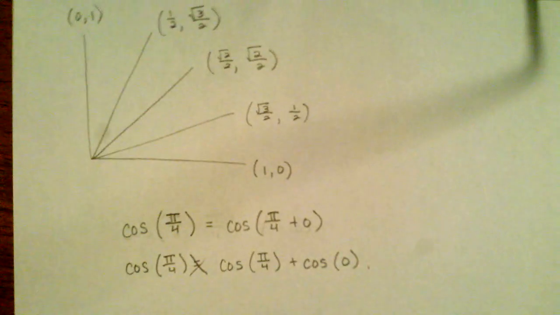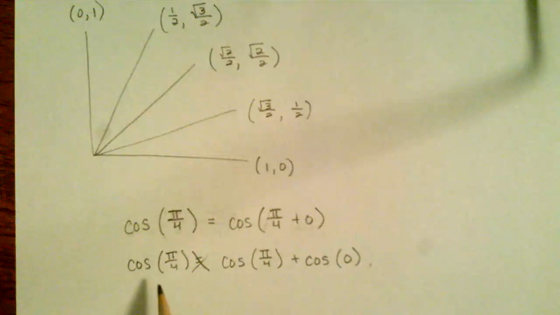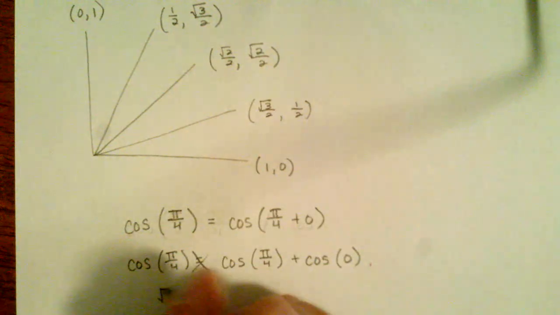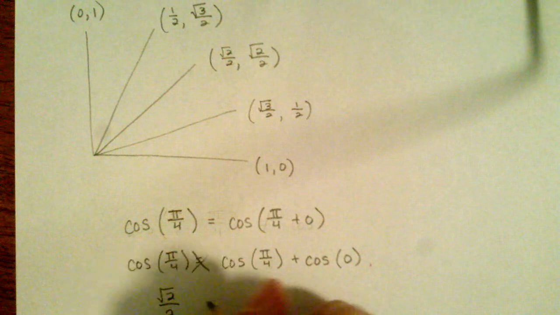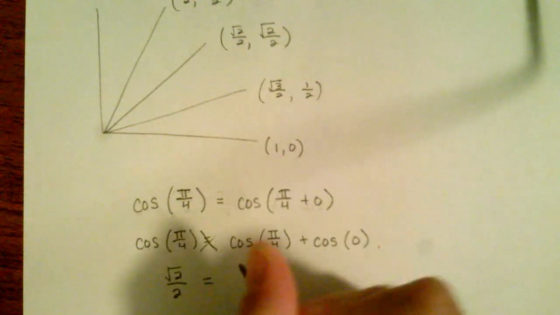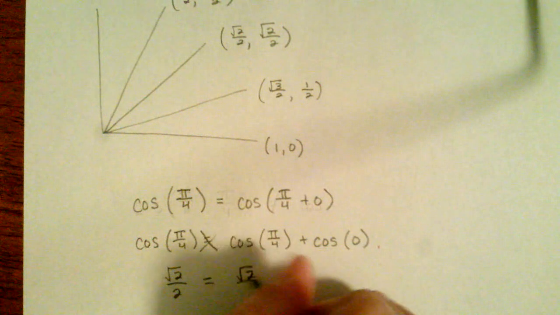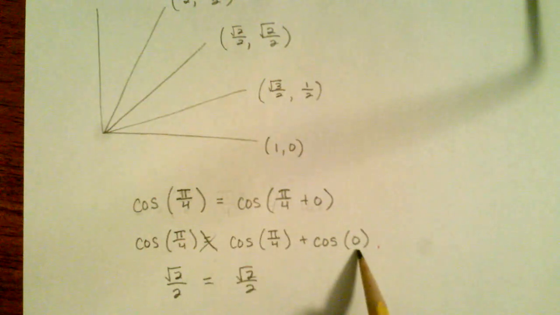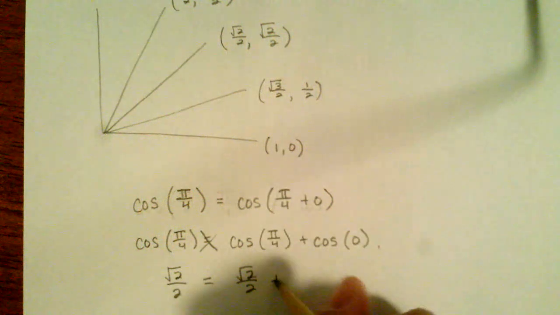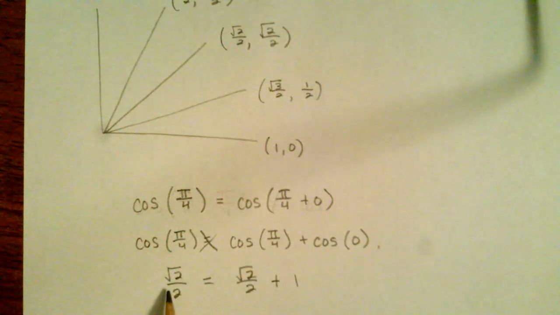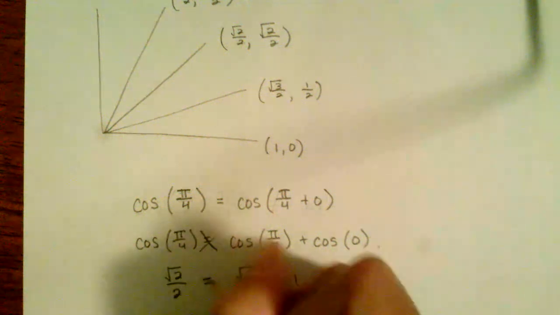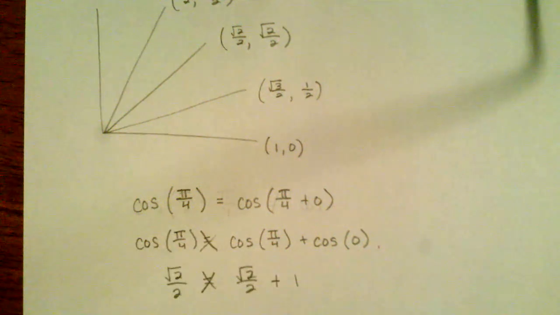So let's just prove that with numbers, right? We know that the cosine of pi over 4, it's our x coordinate, is square root of 2 over 2. Cosine of pi over 4, again, is square root of 2 over 2. But what is the cosine of 0? The cosine of 0 is 1. Is square root of 2 over 2 equal to the square root of 2 over 2 plus 1? No, that is not true.